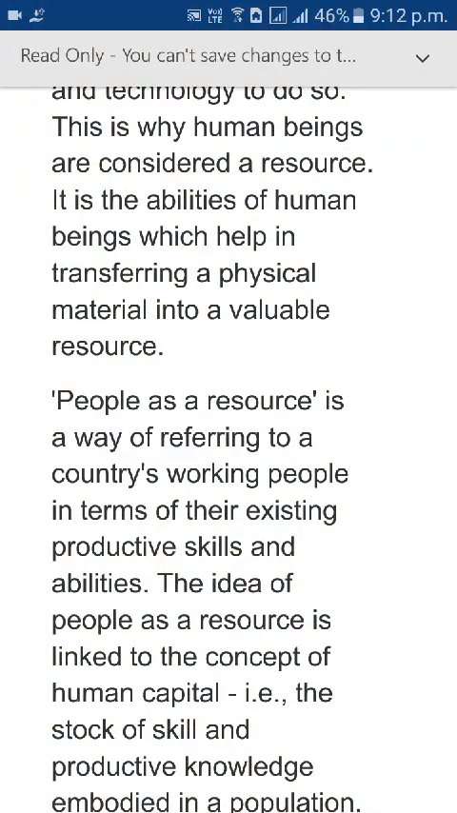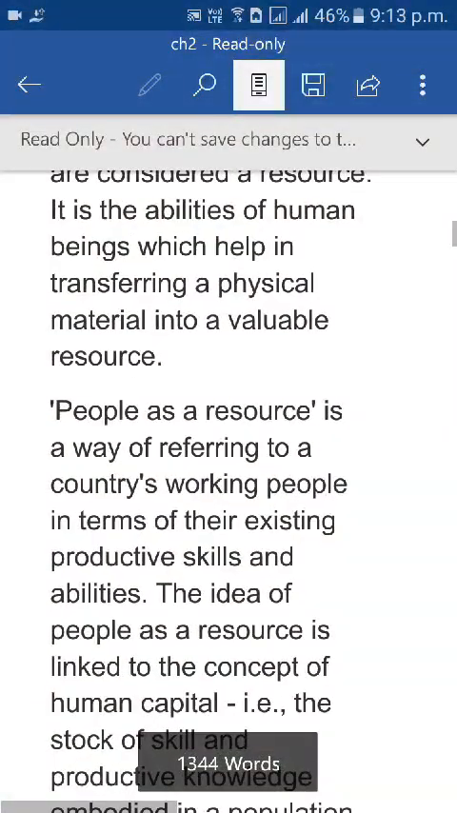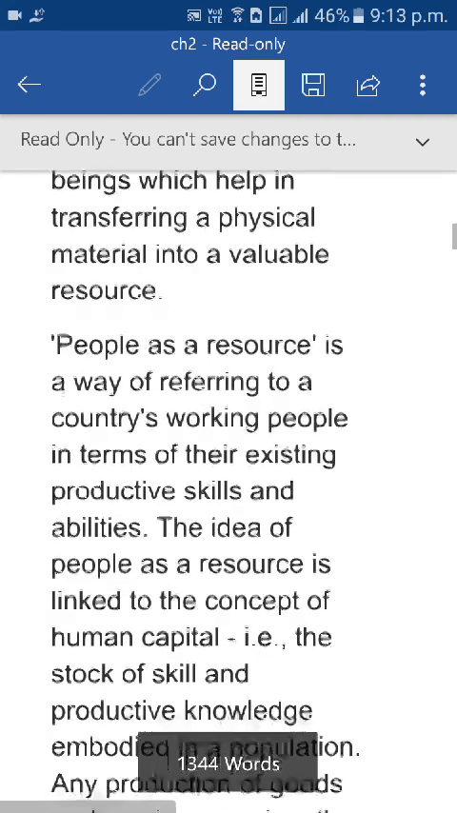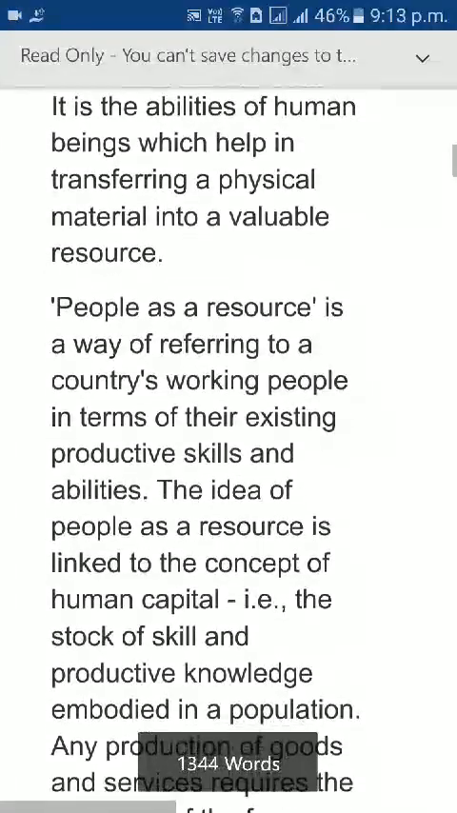It is the ability of the human being which helps in transforming a physical material into a valuable resource. You can take the example of any physical material which is transformed. For example, iron is transformed into different types of vessels and all. So this is also a resource, where the raw iron is not useful for us, but if you make utensils and use them, they are useful for us. When construction bars are needed, that also is useful for us. So human beings will transform the iron into the bars, whatever the need is. So only then it becomes valuable.